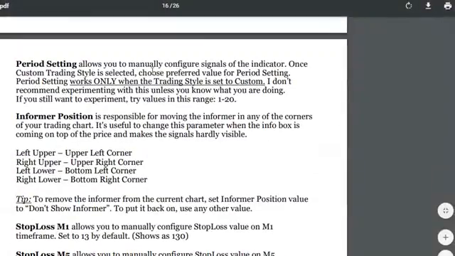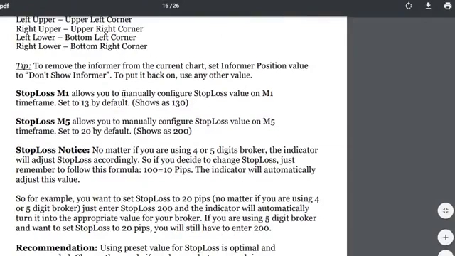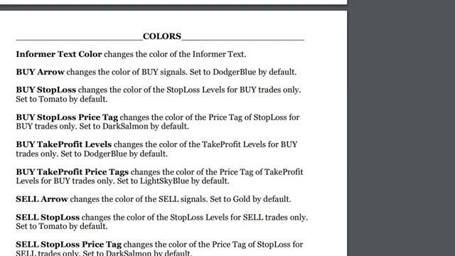Position sizing, period setting, I'm going to ignore that stuff. Just move stuff around. This is where you can just set your defaults. Anyways, enough of this. Let's take a look at the chart here.